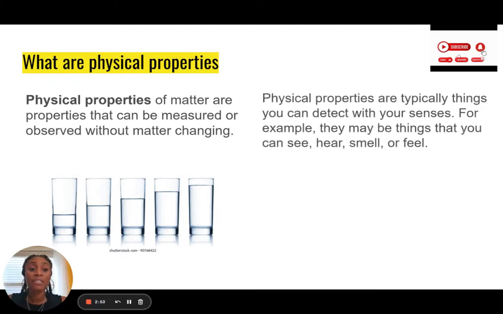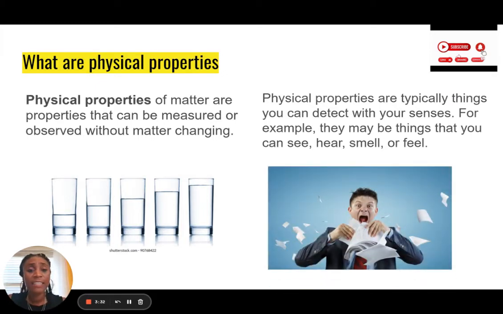Now, physical properties are typically things that you can detect with your senses. You could see it, you could smell it. You could even feel it, right? So, for example, you can see, hear, smell, or feel something, and then you could detect that the sponge was soft, right? Remember the sponge? It was soft and it had a different texture than the plates. So these plates are hard. You are able to feel the different textures. So that's how you're able to detect physical properties using your senses.